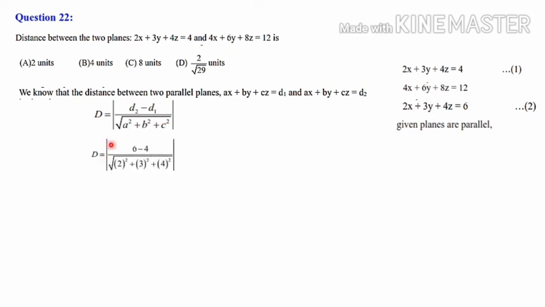D is equal to modulus of 6 minus 4, d2 minus d1. d2 is 6 and d1 is 4. So 6 minus 4 divided by root of a square plus b square plus c square. Here a, b, c are the same, 2, 3 and 4 in both equations. So 2 square plus 3 square plus 4 square. Then d is equal to 6 minus 4 is 2 divided by square root, the calculation comes as 29. So option D is there, 2 by root 29 units. So option D is correct.